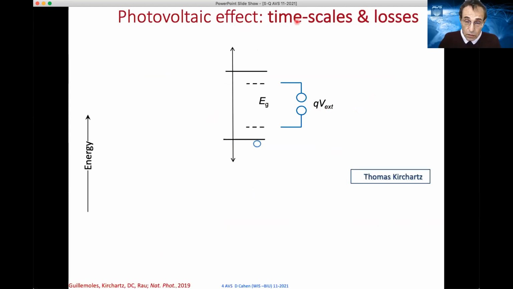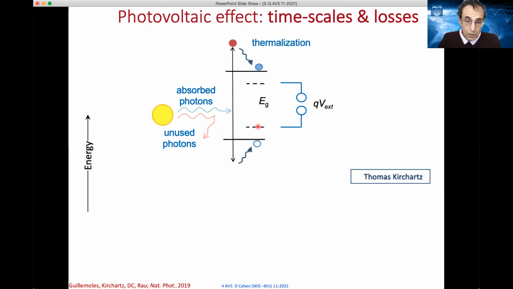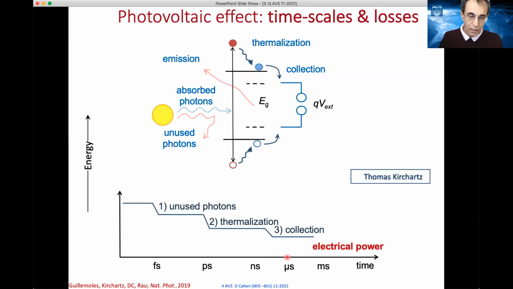Before we get to that, let's look at the losses and timescales. Here's an energy diagram, very schematic: valence band, conduction band, and a device is attached so that we can actually apply or measure a voltage. We have photons that are absorbed and some that are not used, the ones that have too little energy. Those that are absorbed do the excitation, and then we get the thermalization, and then we get the collection. And then there is the process of emission, where some of the electrons and holes are not collected and they are emitted. They should be emitted, let's put it that way. When we look at these stages, the losses are first the unused photons, then the thermalization, and then in the collection we lose. And they have different timescales. That means that we can measure them also pretty accurately.